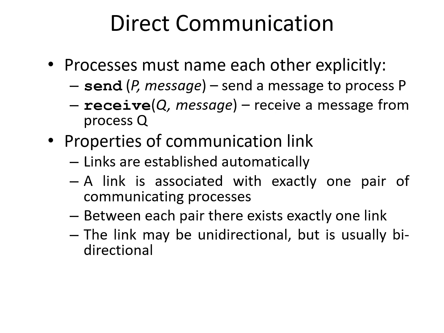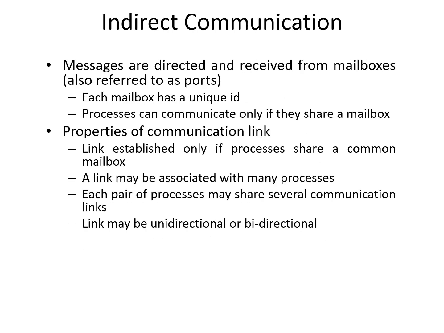Links are established automatically. A link should be associated with exactly one pair of communicating processes. Between each pair of processes, how many links can exist? The link may be unidirectional, but usually bidirectional links are used in this type of communication.